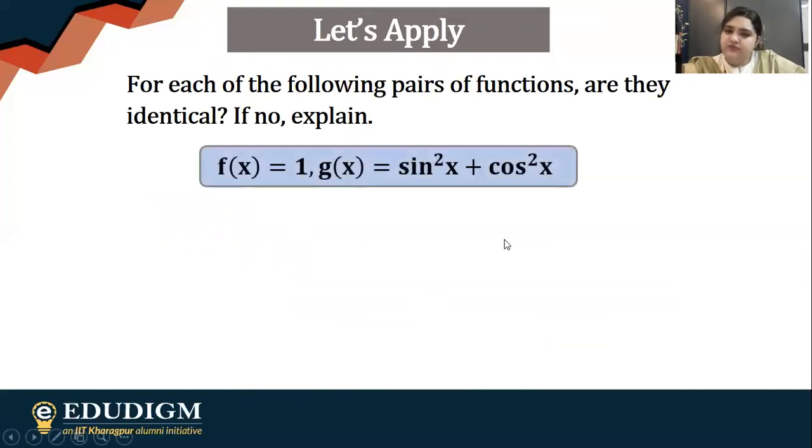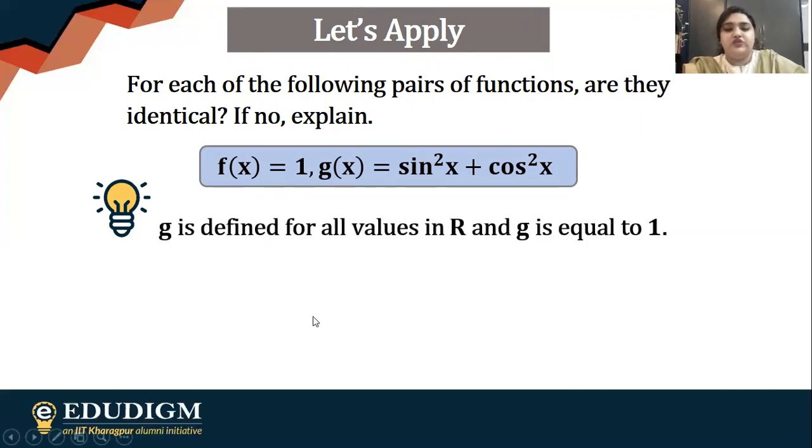Take the next one. Now, as you look at g(x), you understand that this is sine square x plus cos square x, and from the basic things we know about trigonometric functions, we know that this is going to be 1. So they're essentially the same function.